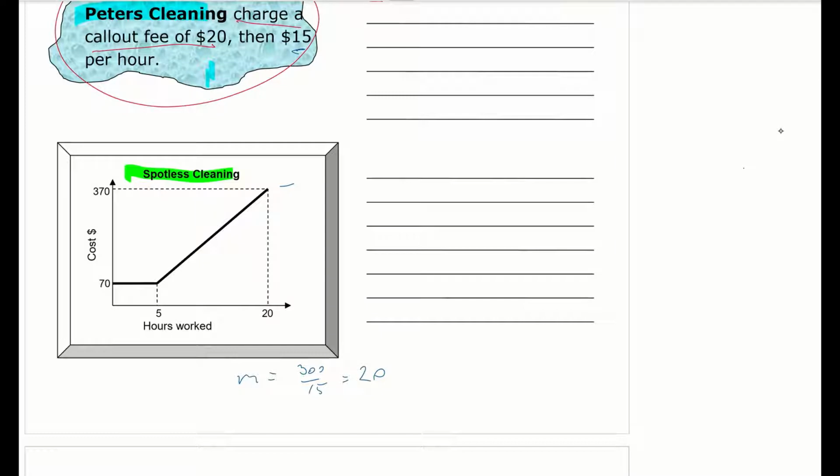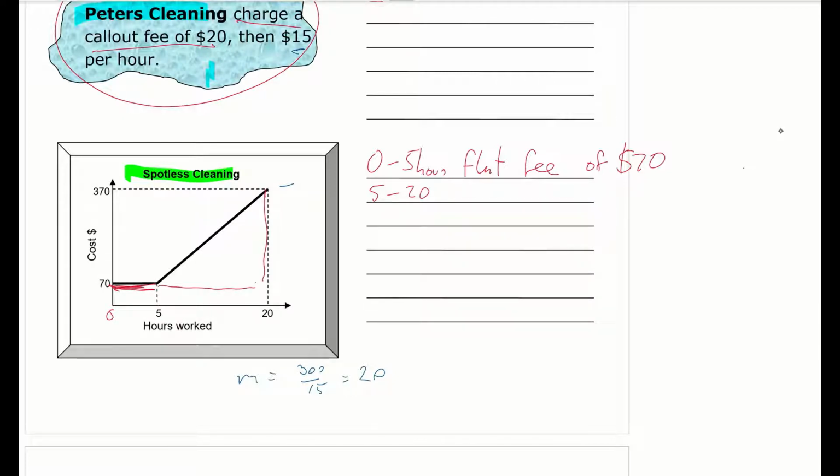So to start with, here we've got a flat fee because it's a flat graph, and that's going from 0 through to 5 hours. We have a flat fee of $70 straight. It doesn't matter how much it's going to cost me, it's always $70 between how many hours I work. It's just going to be $70. And then after that, from 5 through to 20, it's going to cost me something per hour.